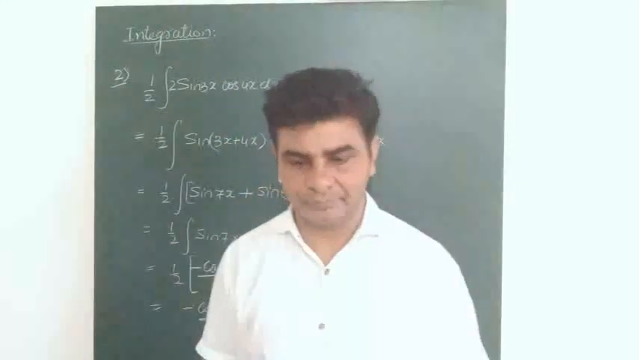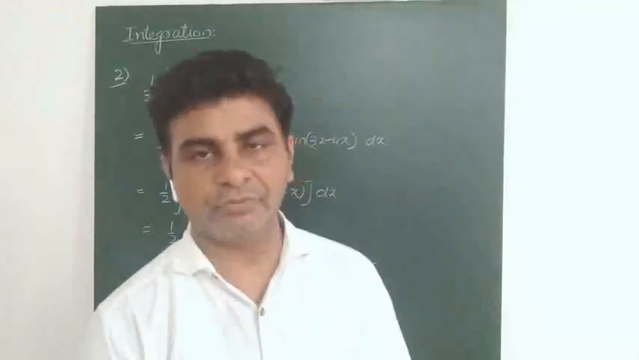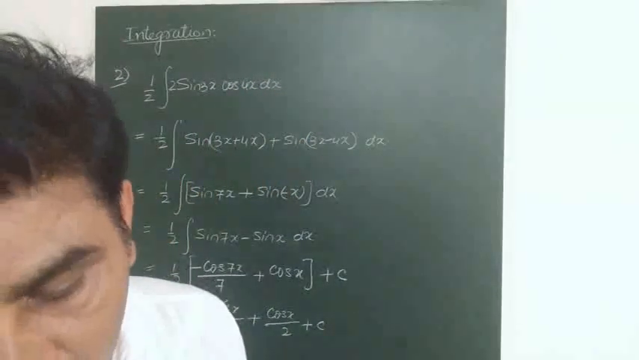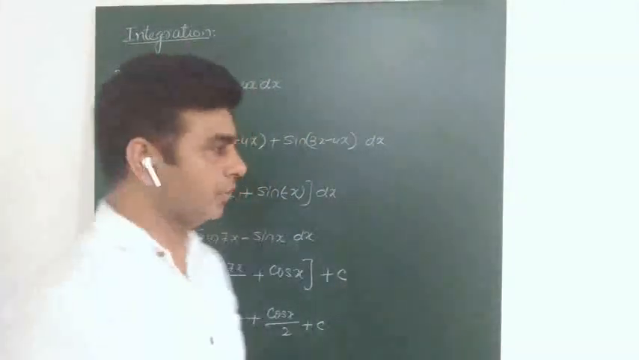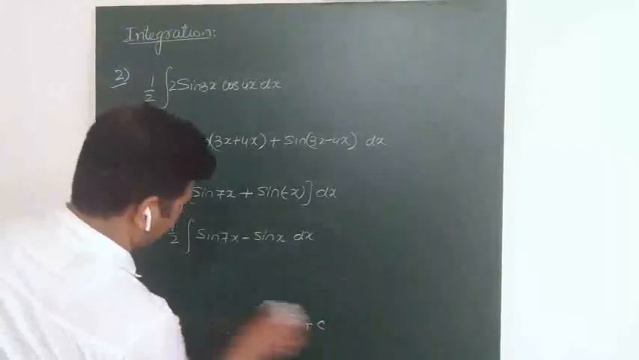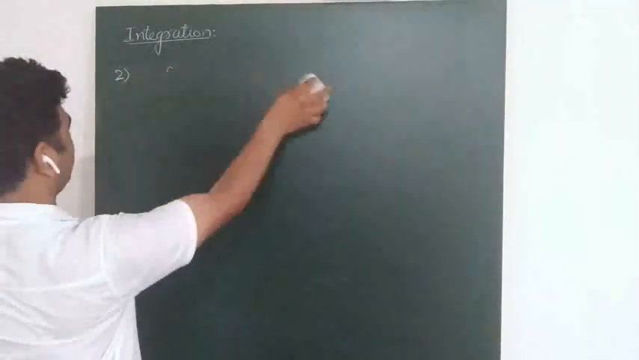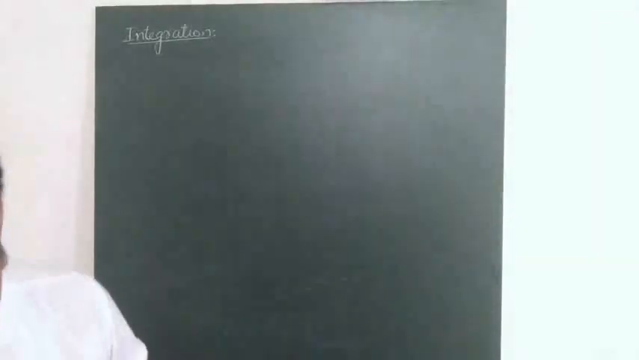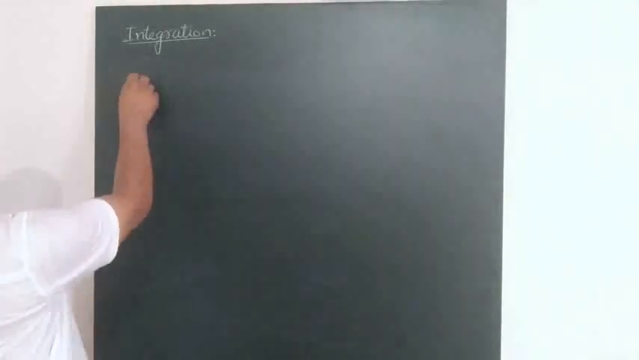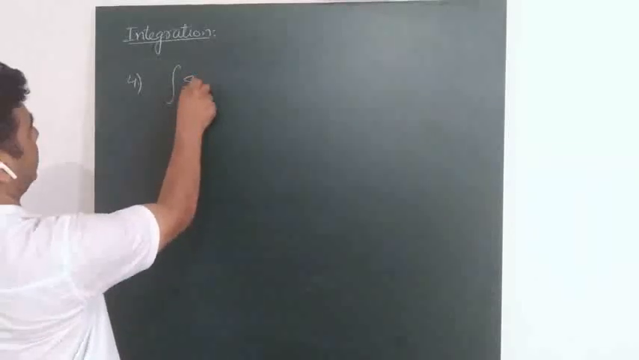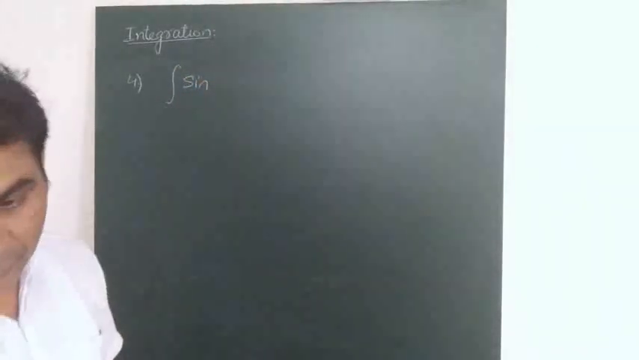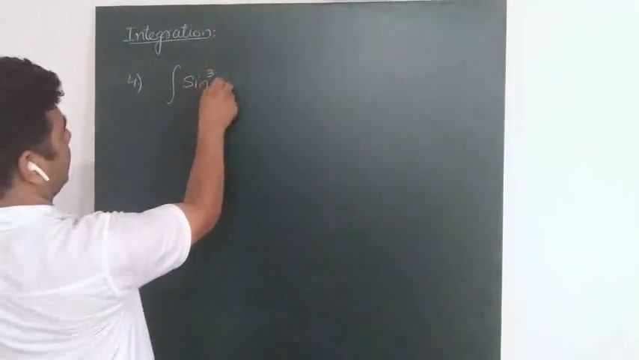After that you can integrate. Let's do question number 4 now, in which the cube of the trigonometric function is given to you. This is question number 4. Number 4 states that we want to do the integration of sine cube 2x plus 1. This is the question given to you.